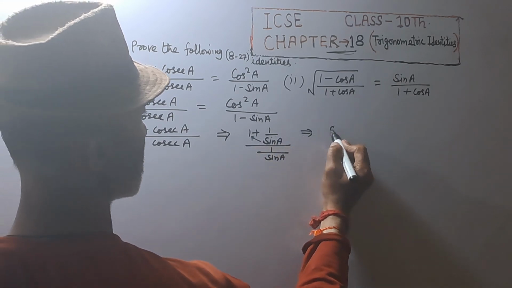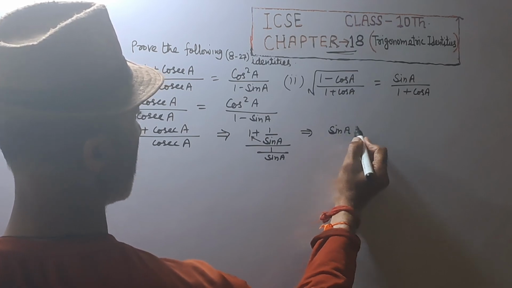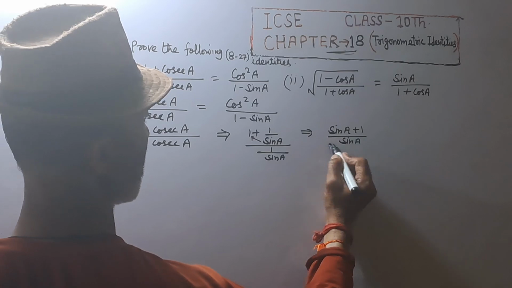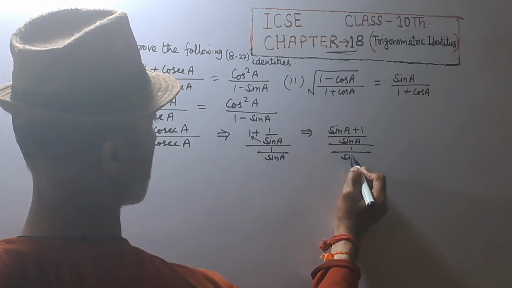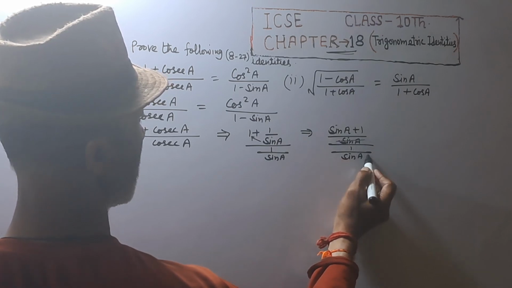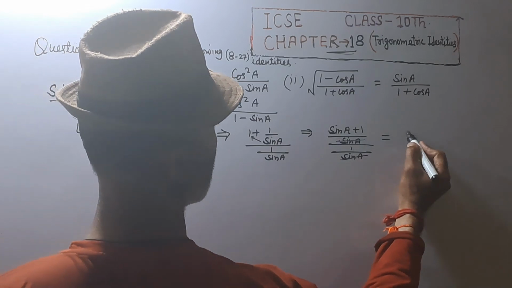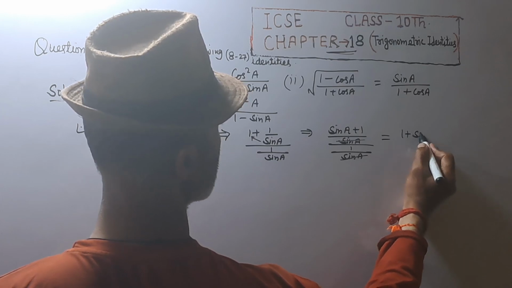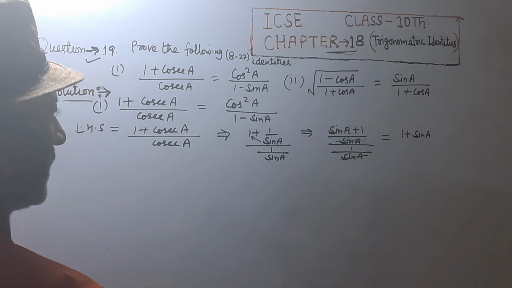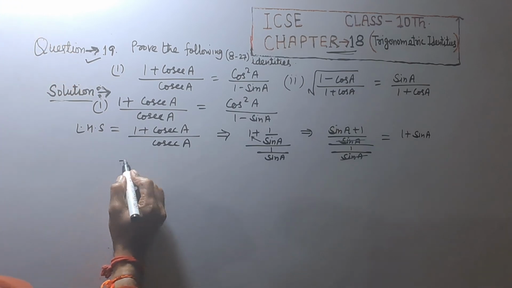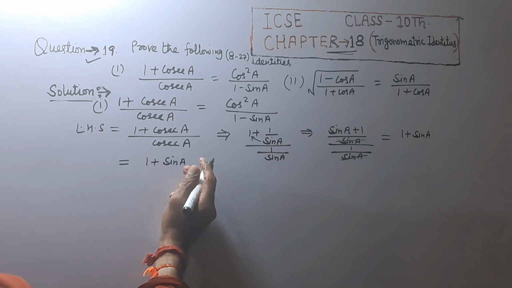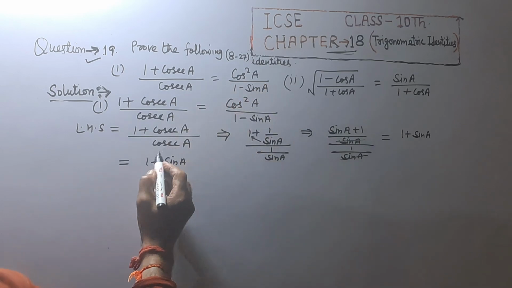which implies sin A plus 1 upon sin A upon 1 upon sin A. Sin A is cancelled and we get 1 plus sin A upon 1, that is equal to 1 plus sin A, and the denominator is 1 minus sin A.